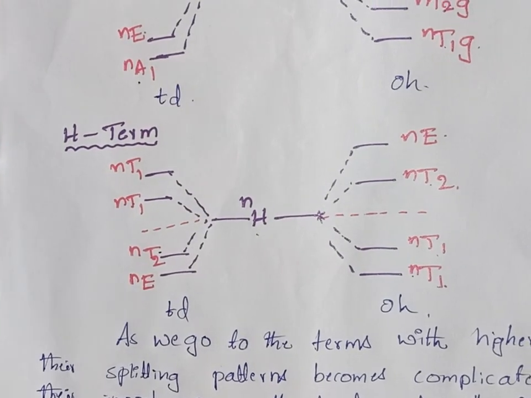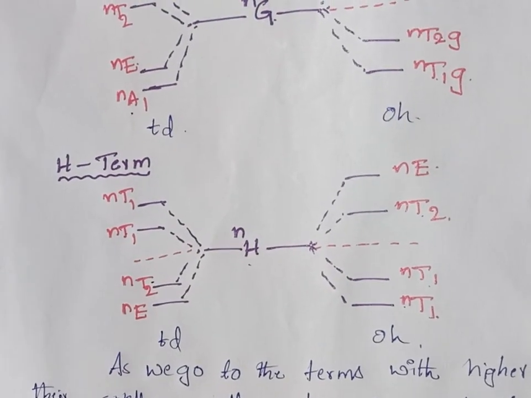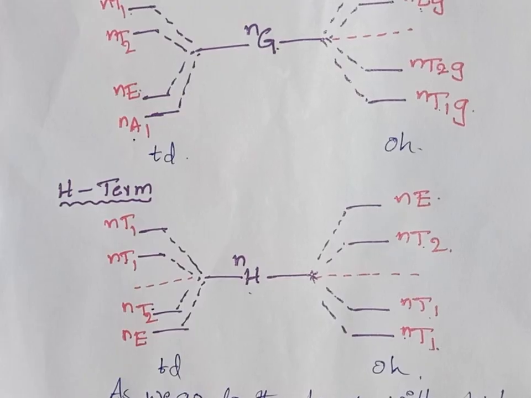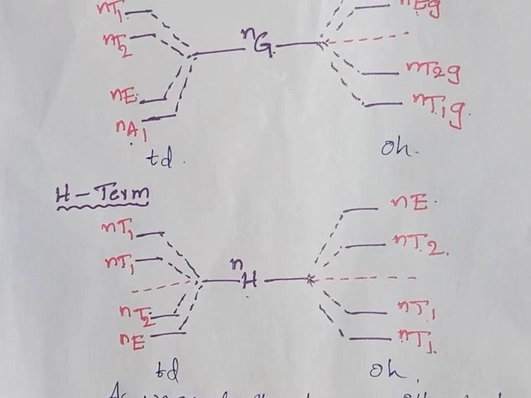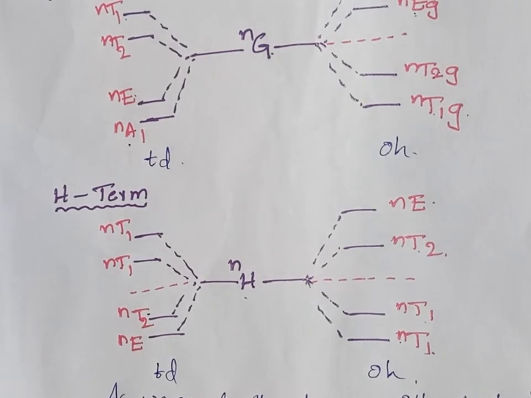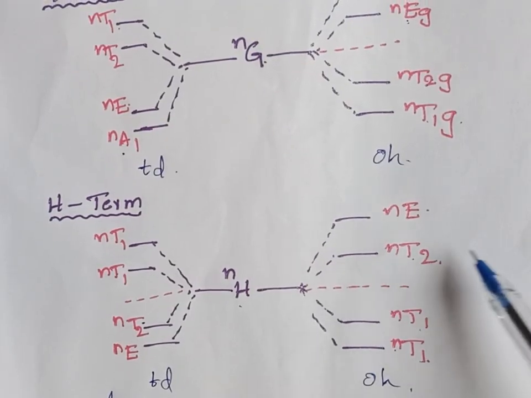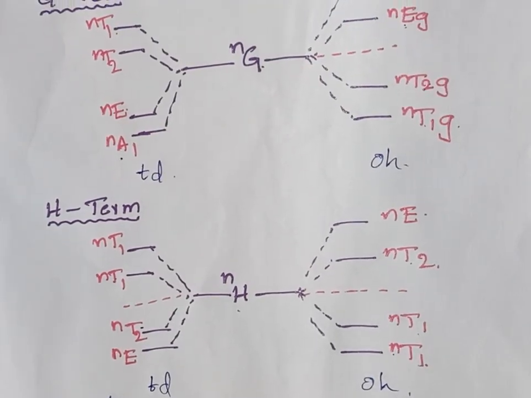Here one point to be noted is that as we go to terms with higher L values, their splitting patterns become complicated and their importance in bonding diminishes in that order. They do not occur as ground terms and occur in excited states only. Therefore, the energy levels become complicated. Thank you.